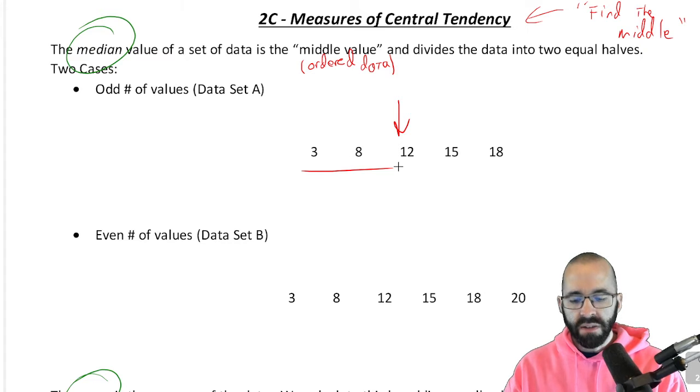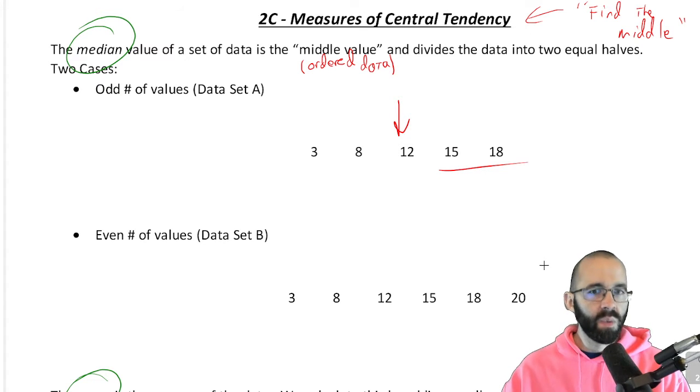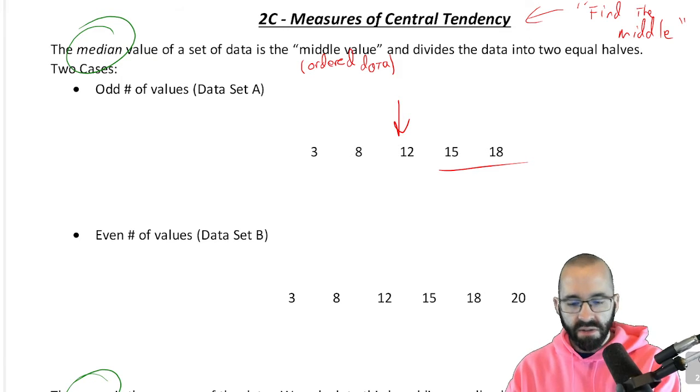To the left of 12, we have two numbers. To the right of 12, we have two numbers. 12 divides the data. 12 is the median.